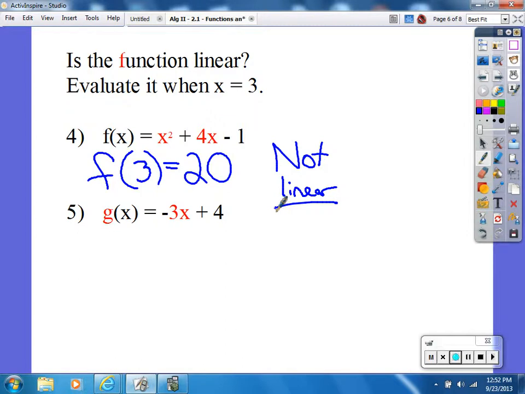Miss Haley, who do you want to pick? Angela. Which part do you want to tell me? Linear? Or do you want to tell me about the x equals 3 part? Perfect. It is linear. No exponents greater than 1. Who do you want to pick? Sabrina, what did you get when you plugged in 3? -5. Now, once again, we're going to write it this way. G of 3 equals -5. Okay? Any questions?